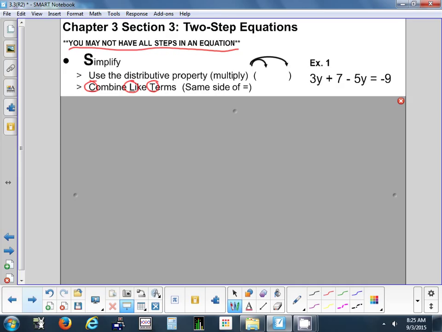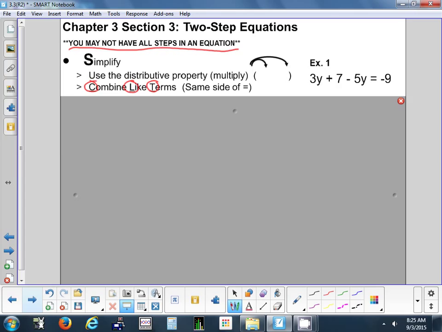We're just going to work through the S step, the simplify step. First step, use distributive. Good? Yes or no? Is there a distributive there? No, right? There's no distributive. Perfect. So like I said, you might not have all the steps. Next thing says, combine like terms. Yes. And they have to be on the same side of the equal sign.